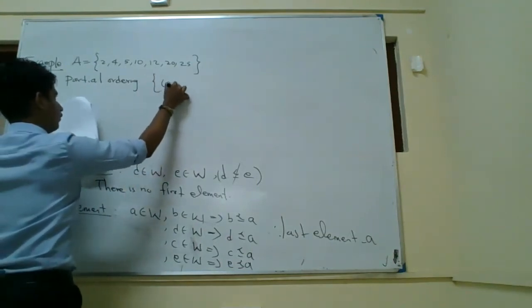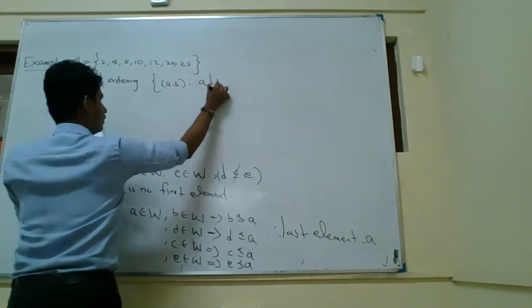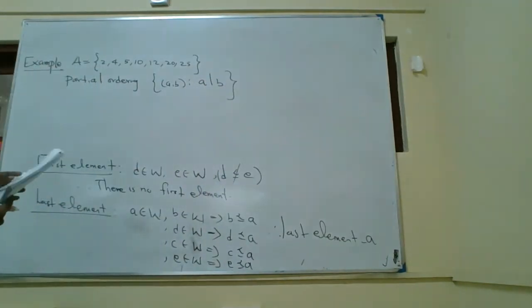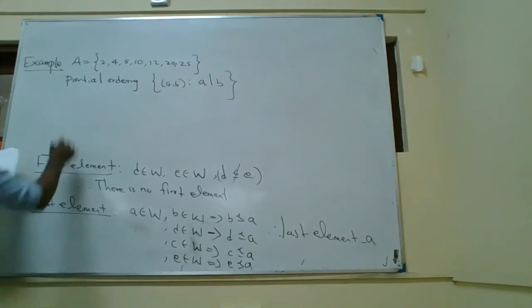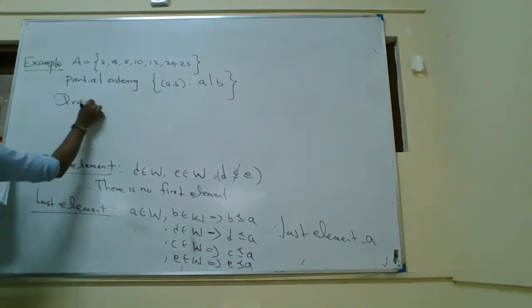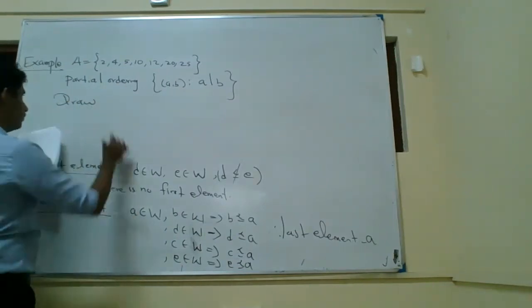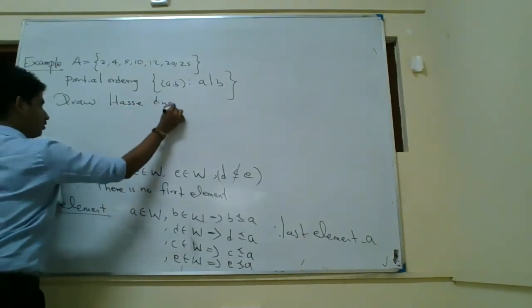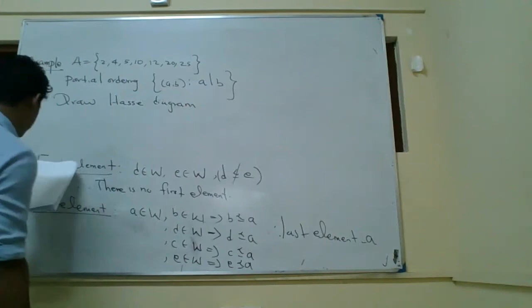The partial ordering they define like this: suppose you take the pair of elements A, B, then A divides B. This is your partial ordering. For this partial ordering, under this set, you want to draw the Hasse diagram and find the first element and last element. Your question is: draw the Hasse diagram. Find the first element and last element.